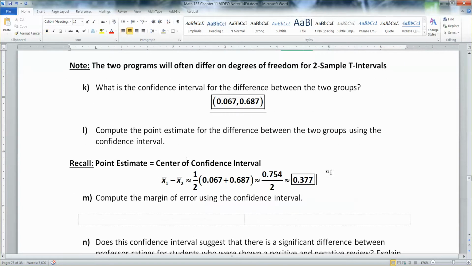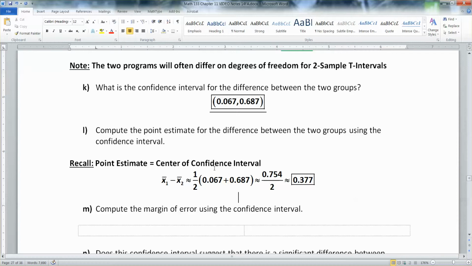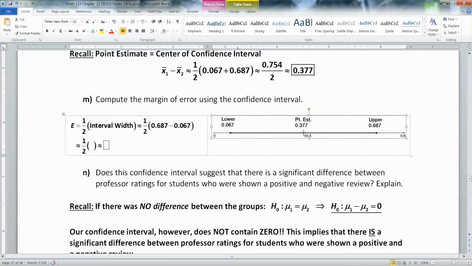All right, now what about the margin of error? Well, remember the margin of error is the distance from the edge to the center. Let me draw you a picture. Okay, here's the picture. So here's your interval kind of shaded in dark. You can see you got your right-hand edge over here, your upper bound, which is 0.687. You got your lower bound over here, which is that big black dot there, which is 0.067. And you've got your middle, the center, which you just found, which is 0.377. That's your point estimate. That's the center of your interval.